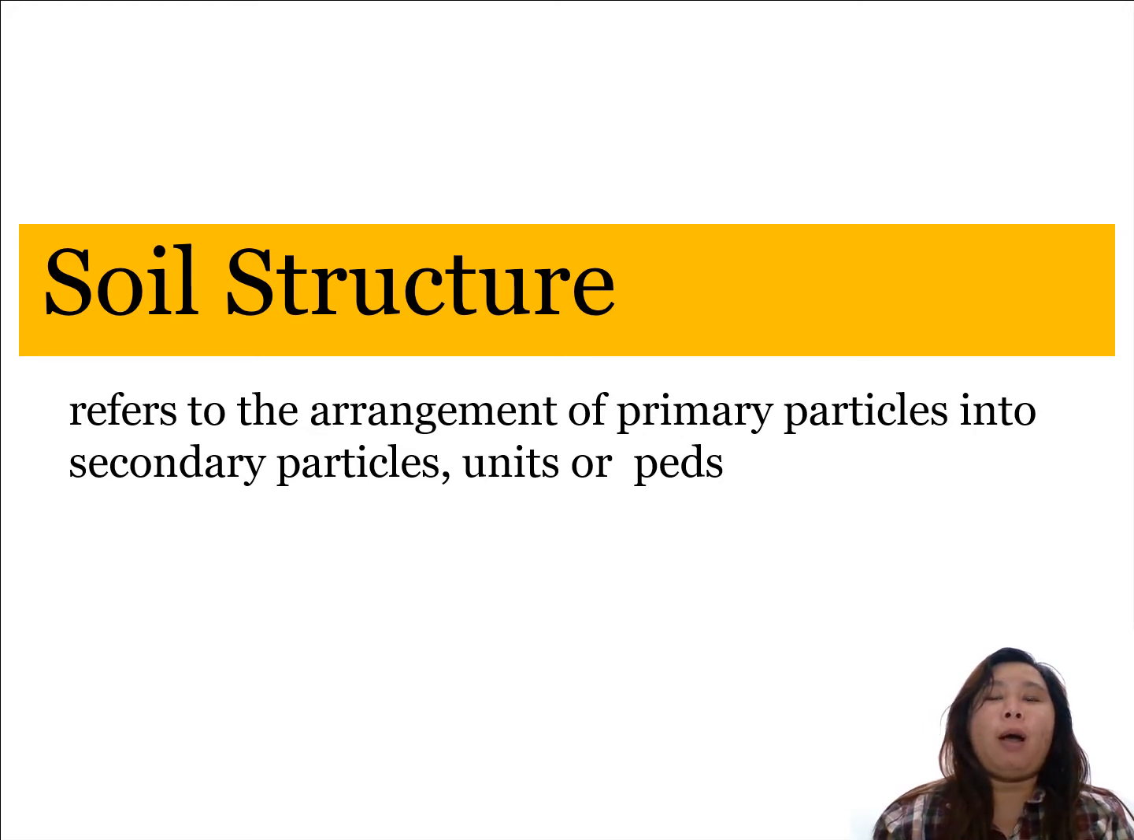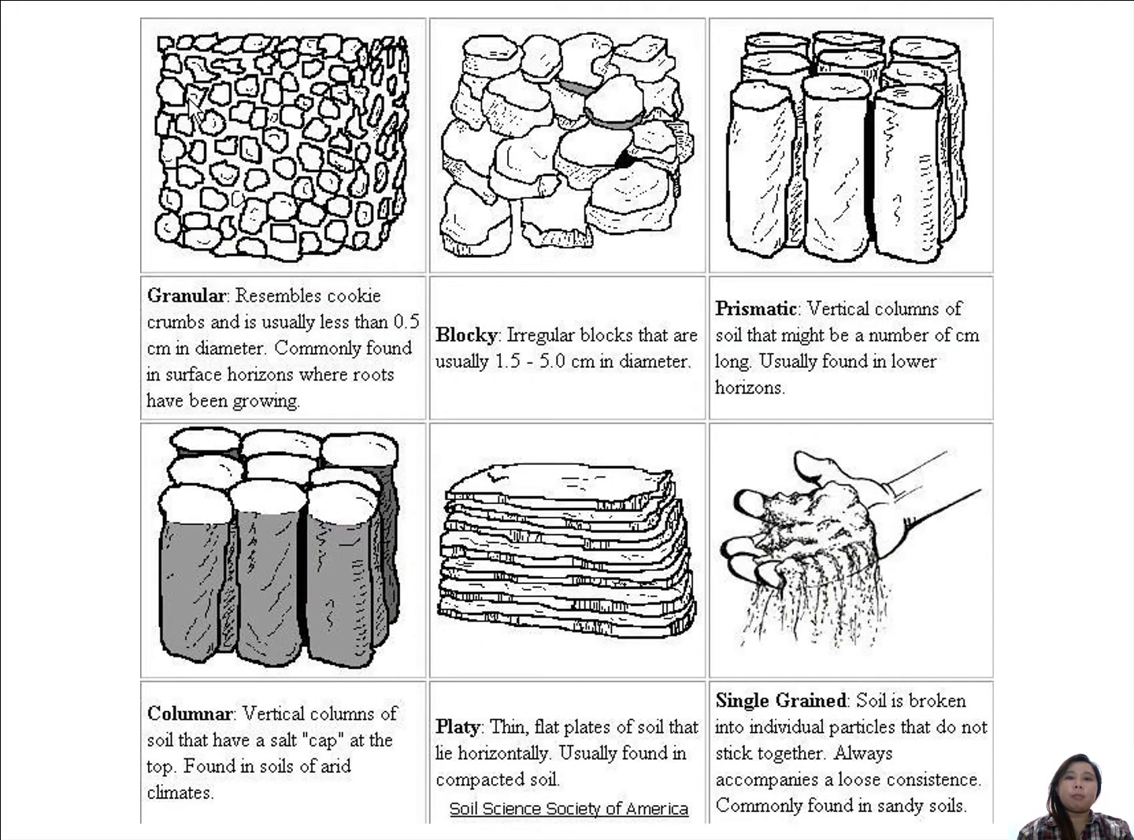And when those primary particles form aggregates, or form into secondary particles, units or beds, that is when the soil structure is being developed. According to the Soil Science Society of America, there are six types of soil structure. So this is the table according to them. One is the structure that is called granular.